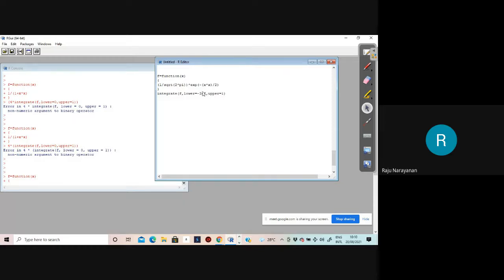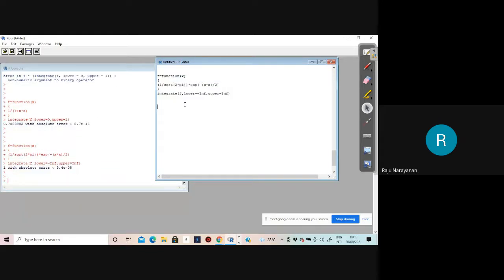Capital I you have to give. If you give small I, no problem, it will give an error message. Then you will get, okay, therefore you should get 1, or approximately 1, because it is done using a numerical technique. Yeah, 1. Absolute error 9.4 e raised to minus 5.